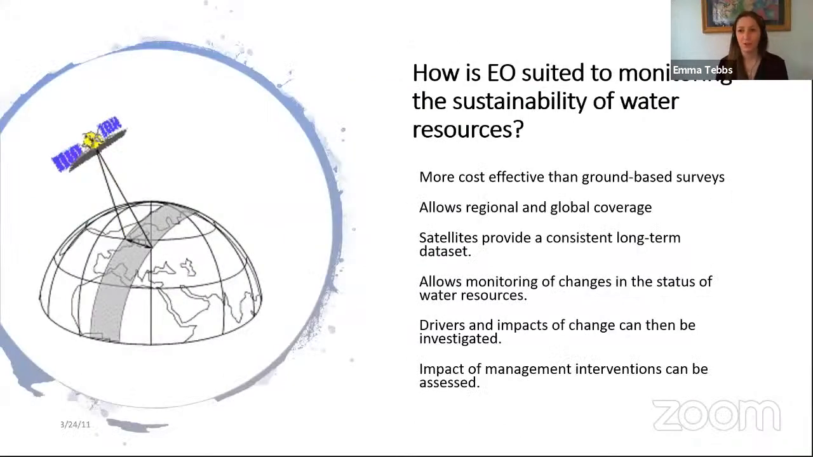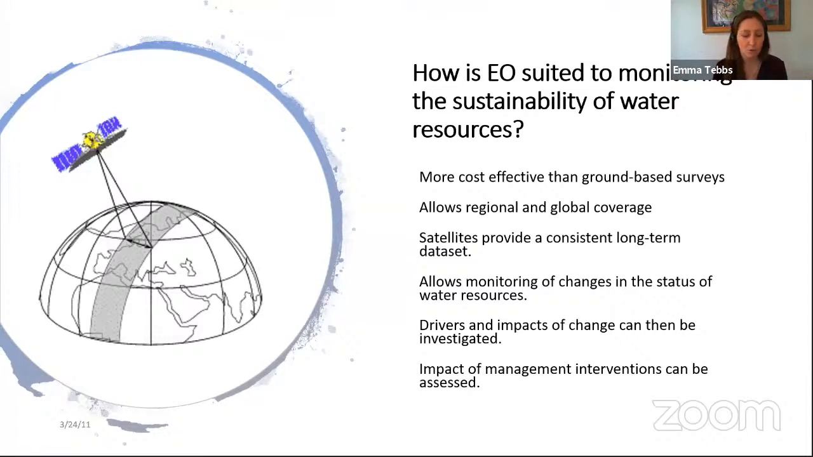Okay, so how is Earth observation suited to assessing the sustainability of water resources? So it can be more cost effective than ground-based surveys. It allows us to look at larger spatial scales, so we can look at regional and even global scale coverage, and they can provide consistent long-term data sets. So often with in situ monitoring, you might have a short-term study, or you might have studies that are using slightly different sensors and methods. But the nice thing about satellite data is that it gives you consistent long-term measurements. So we now have data going back to the 1970s.